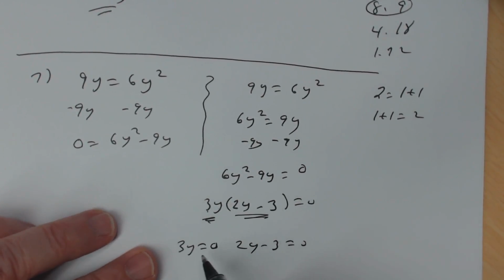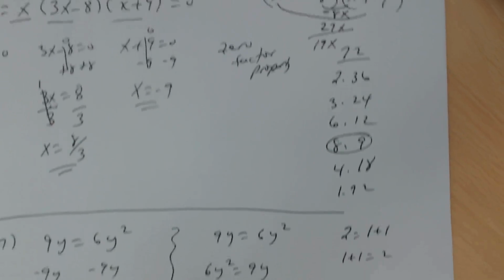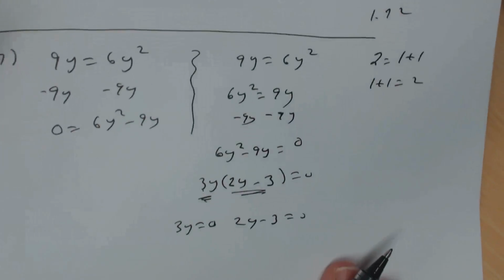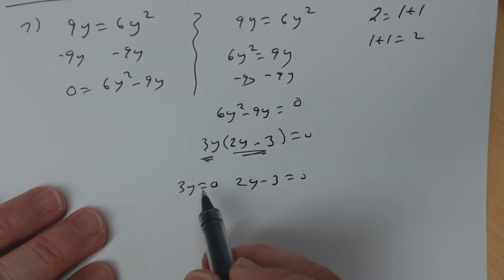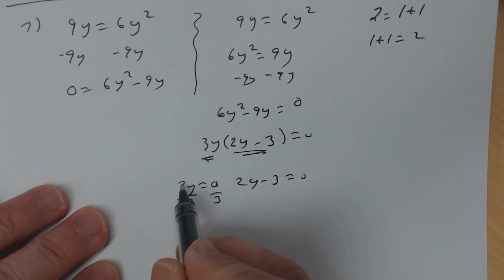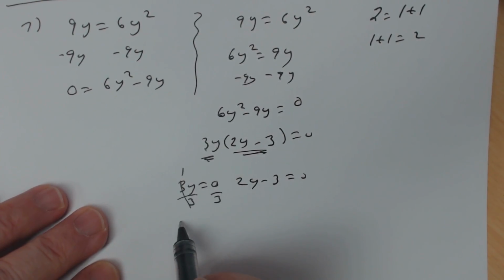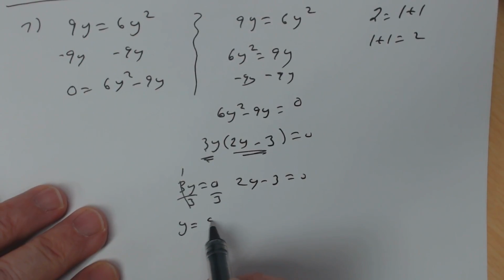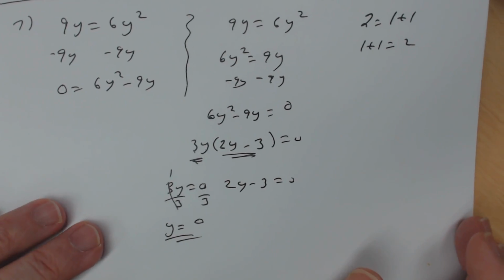Okay? And so over here, to get y by itself, you're going to have to divide both sides by 3. And 3 divided by 3 is 1. 1 times y is y. And then 0 divided by 3 is 0. So there's one of your solutions.